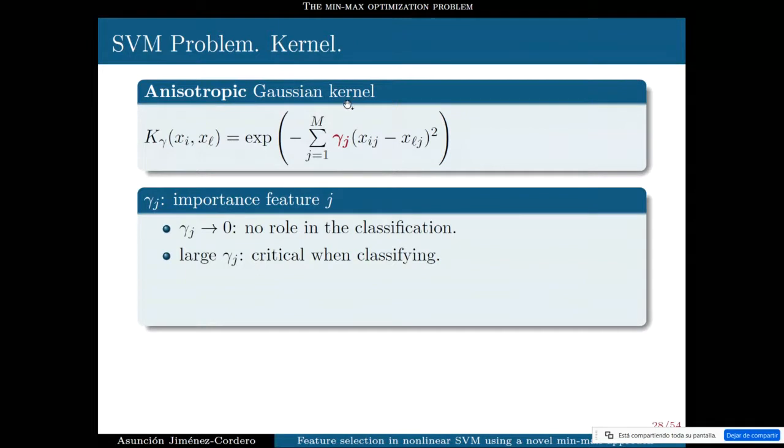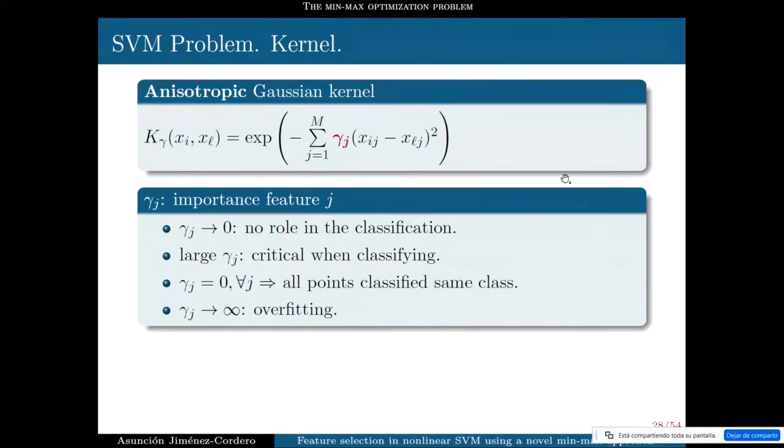where we have one gamma value per each one of the features, and this gamma value plays the role of the importance given to the feature j. So if gamma j tends to 0, that means that this feature plays no role in the classification. And if gamma is very large, that means that it's very important when classifying. But we have to be careful, because if all gamma are 0, then that means that all points will be classified in the same class, and we don't want this. And if gamma j tends to infinity, then we will have overfitting.